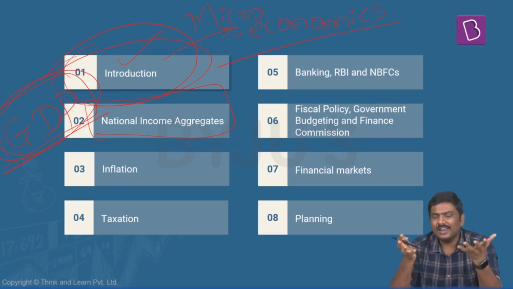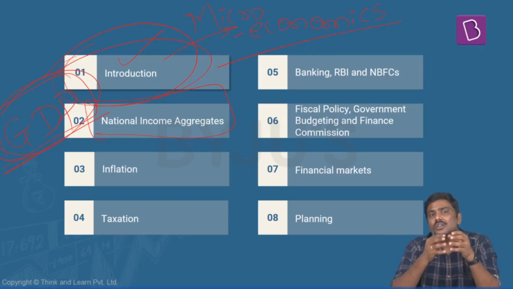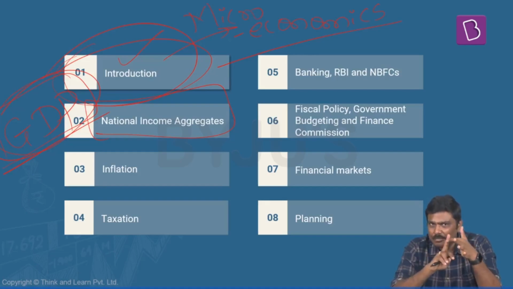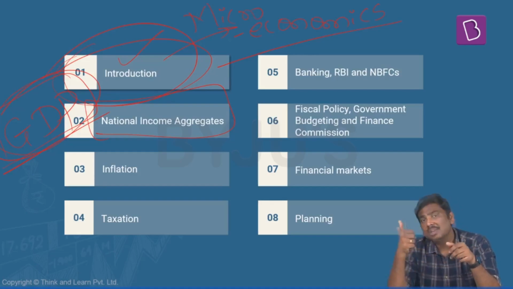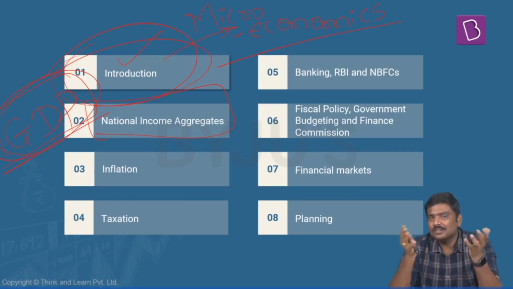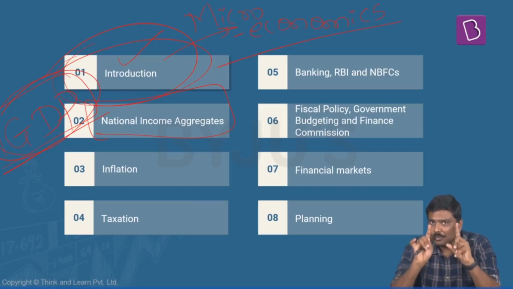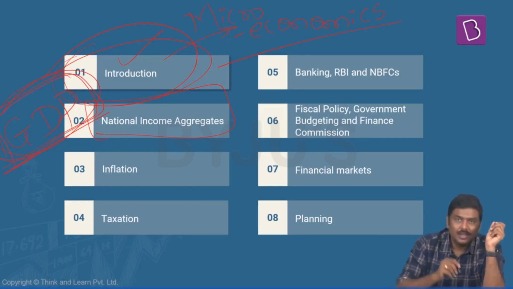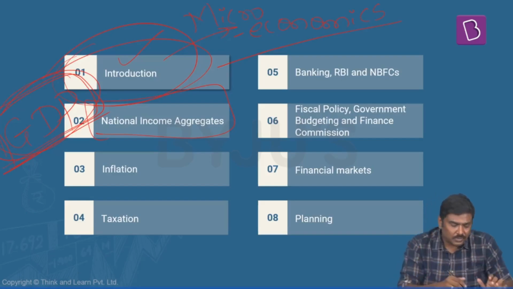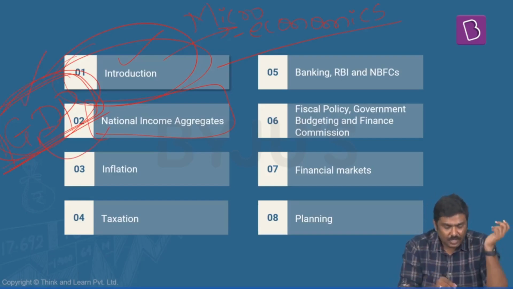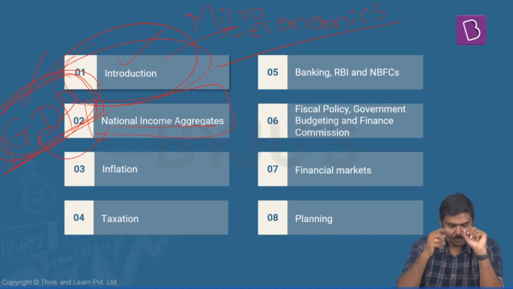We'll discuss aggregates. Aggregates is nothing but a group. So we'll discuss aggregates such as GDP, gross domestic product, GNP, gross national product, NDP, net domestic product, NNP, net national product, per capita income, national income. These are different aggregates, but out of these, the most important aggregate from the UPSC exam perspective will be GDP. And that will be our focus of discussion under this idea of national income aggregates.